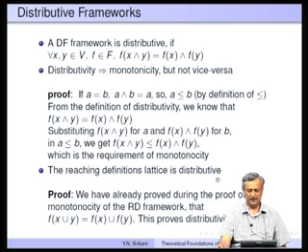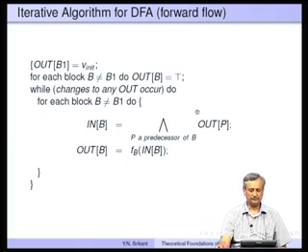So, we have proved that the reaching definitions lattice is also distributive; it is monotone and it is distributive. Now, let us take a look at the iterative algorithm for data flow analysis, assuming that there is a forward flow.